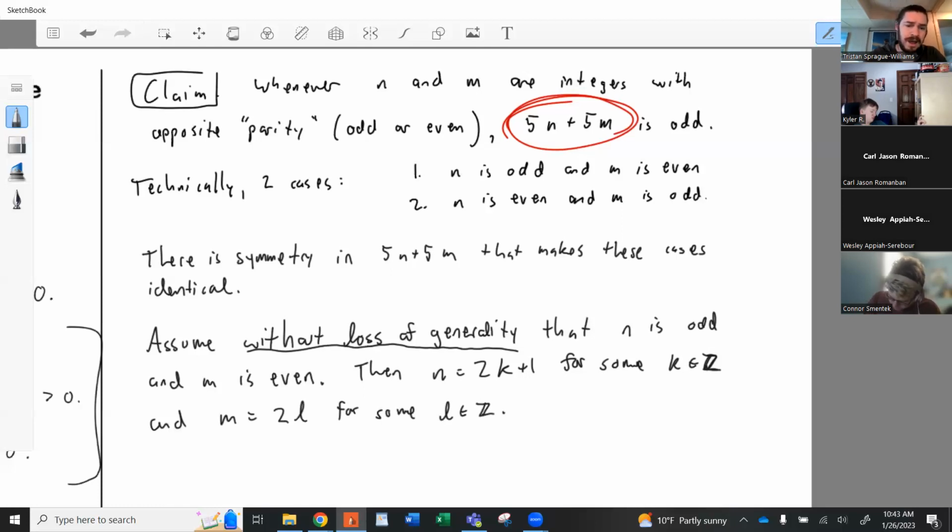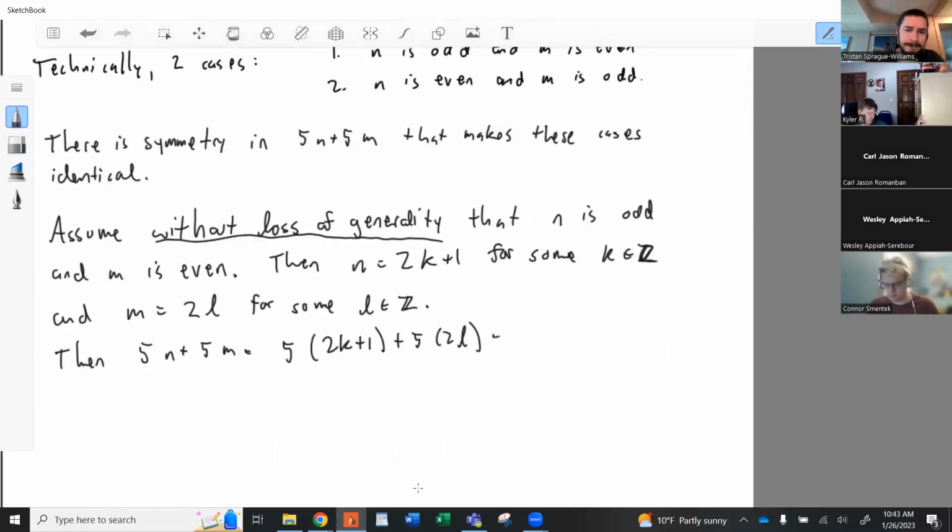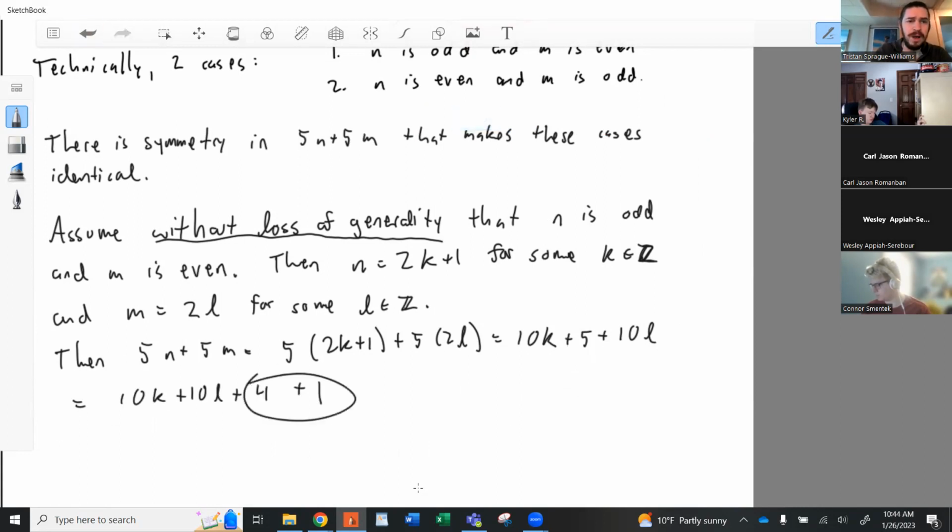And so now I can plug those into the expression 5n plus 5m and get 5 times (2k plus 1) plus 5 times 2l. And what I get out of that is 10k plus 5 plus 10l, which I can maneuver around a little bit. That's 10k plus 10l plus 4 plus 1. It's interesting, you could take your 5 and split it into a 4 and a 1. Kind of an obvious thing to do, but some things like that are so obvious you might not even ever think to do them. You know what I mean?